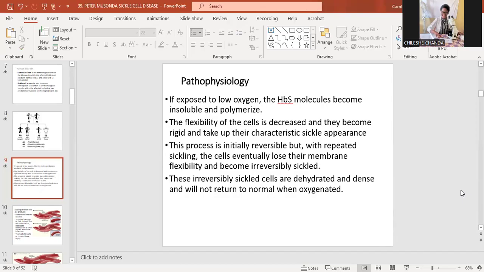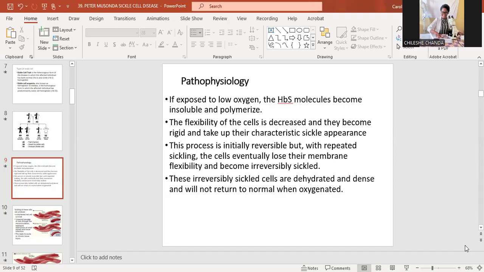you find that these molecules inside the red blood cell are going to be insoluble. They're insoluble and they're going to polymerize. They're going to crumple together. The flexibility of the cells is therefore decreased and they become rigid and take up their characteristic sickle shape. Okay? So this process is initially reversible.